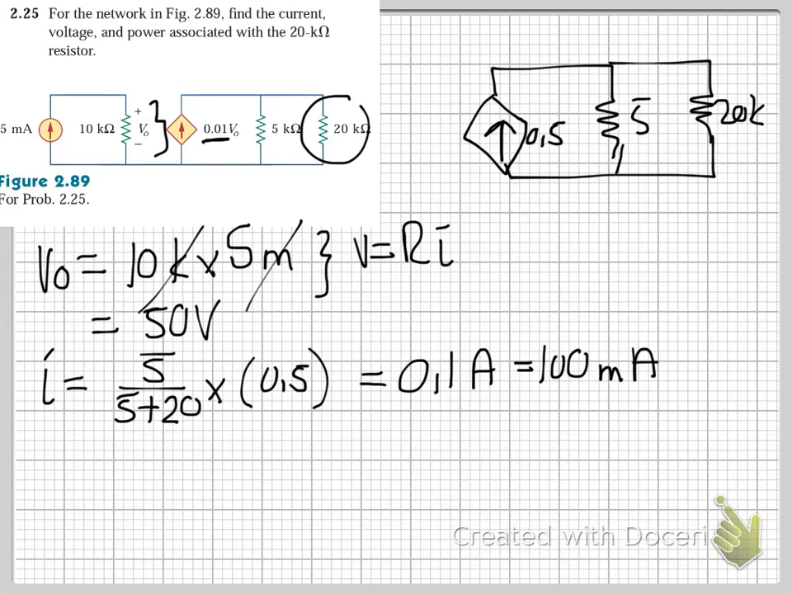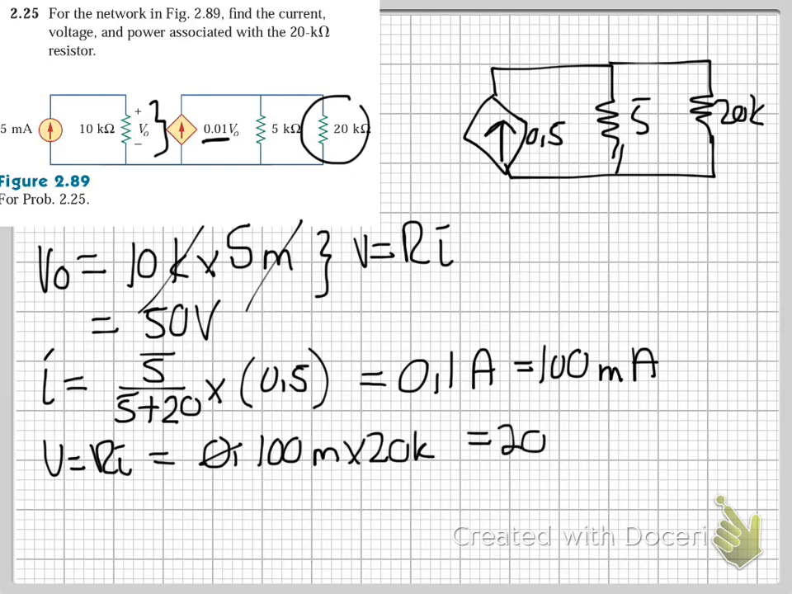And to find the voltage, V is equal to RI, which is equal to 100m multiplied by 20K, which gives you 20 volts, right? So that is your answer. And obviously, P is equal to VI. So when you've got 0.1 multiplied by 20, that gives you 2 watts of power.